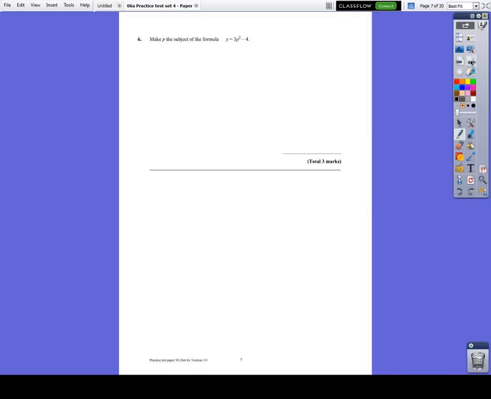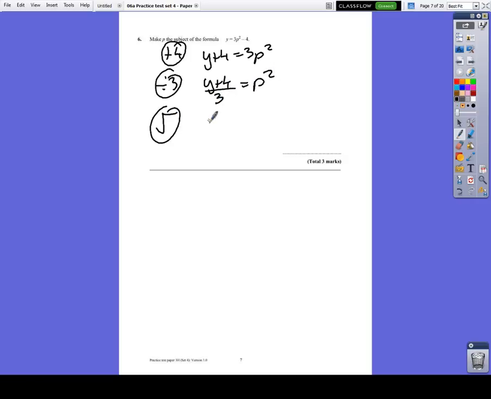Question 6, make P the subject of the formula. Well, to do that, we need to look at what's happening to P and undo it. So it's getting squared, multiplied by 3, and then subtracting 4. So we're going to add 4 to undo that. So you'll end up with y plus 4 equals 3p squared. We then need to divide by 3. So we get y plus 4 over 3 is p squared. And then we need to square root. So you'd have the square root of y plus 4 over 3 equals p.